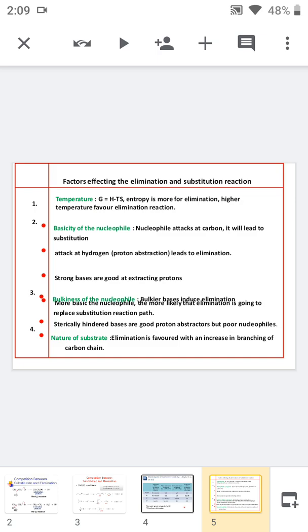And the fourth factor is the nature of the substrate. Elimination is favored with increasing branching of the carbon chain, because we know that as the substitution increases in the elimination reaction, the stability of the alkene also increases. That's why as the branching in the starting material increases, the possibility for the elimination reaction also increases. Then as the bulkiness of the nucleophile increases, the elimination reaction is also favored.